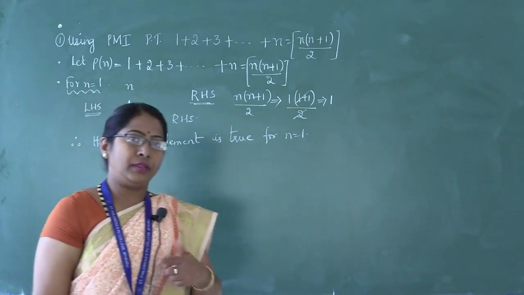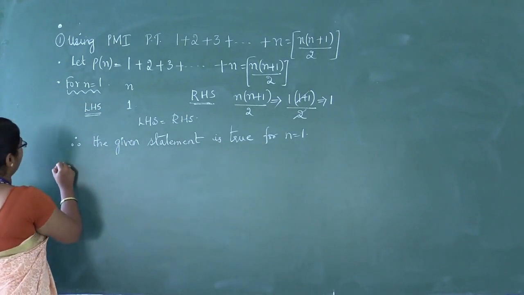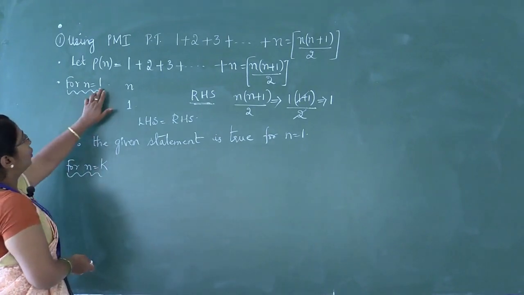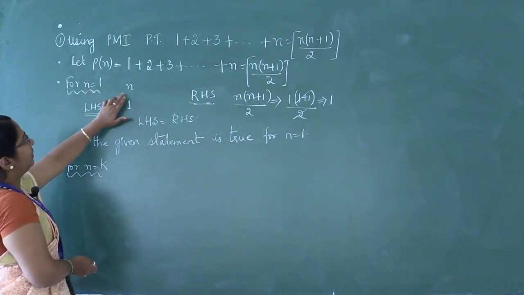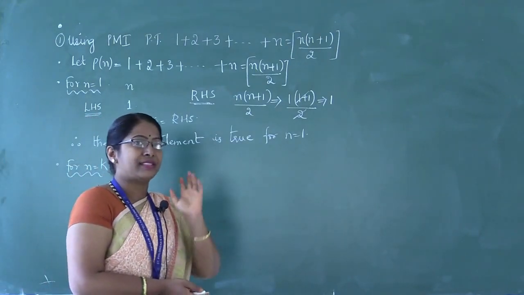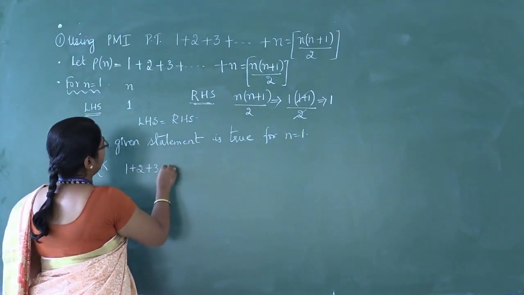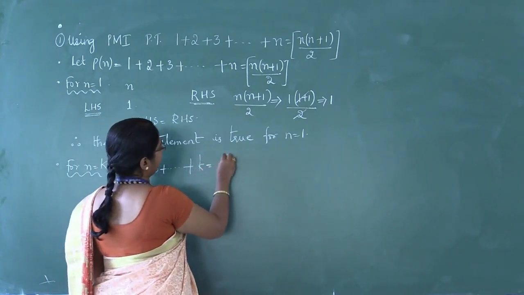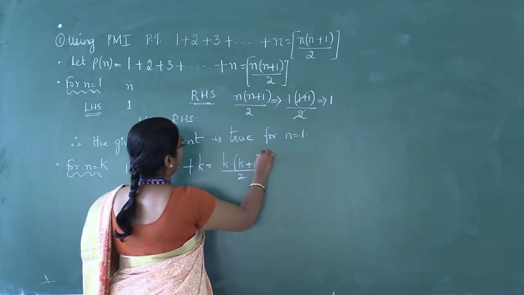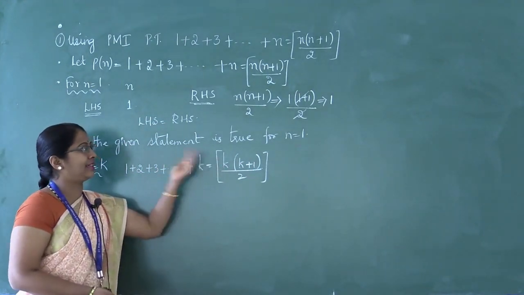Is that clear? Now, next step, for n is equal to k. When you observe step 2, in place of n, what do we write? 1. So when you observe step 3, in place of n, what do we write? In place of n, in the question we write k. So the given question becomes 1 plus 2 plus 3 etc. plus k is equal to k into k plus 1 whole thing divided by 2. In place of n, we wrote k on the LHS and RHS.